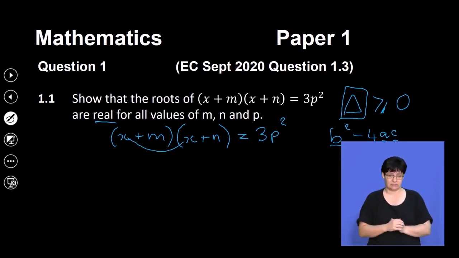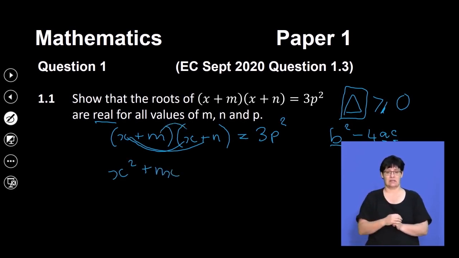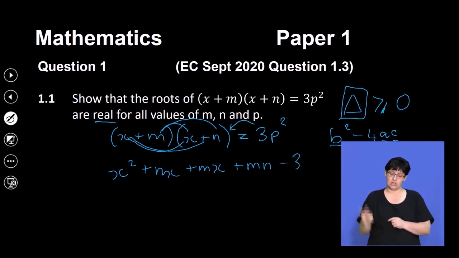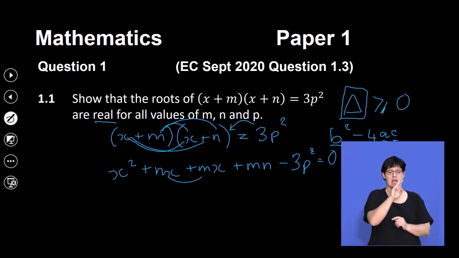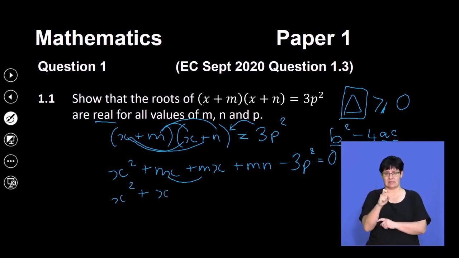Okay, so let's start multiplying this out. We're going to FOIL, so we've got x², we've got plus nx, then our inner terms, we've got plus mx, and the last terms, we've got plus mn. And as I said, we're going to have to bring that 3p² over to the other side, so it's going to become minus 3p², and that is all equal to 0. We've got two x terms here. We've got nx, and mx. So let's factorize the x out so that we can get the coefficient of x. So we're going to factorize the x out, and that leaves us with n plus m.